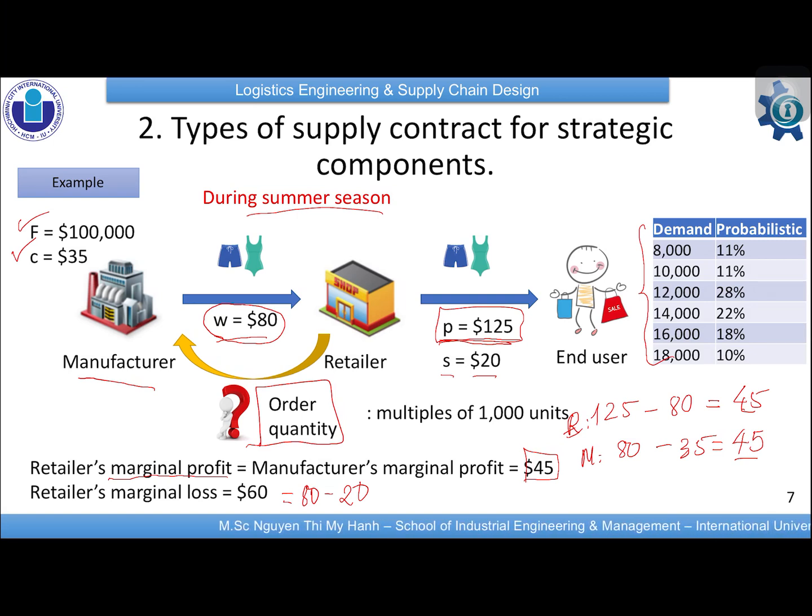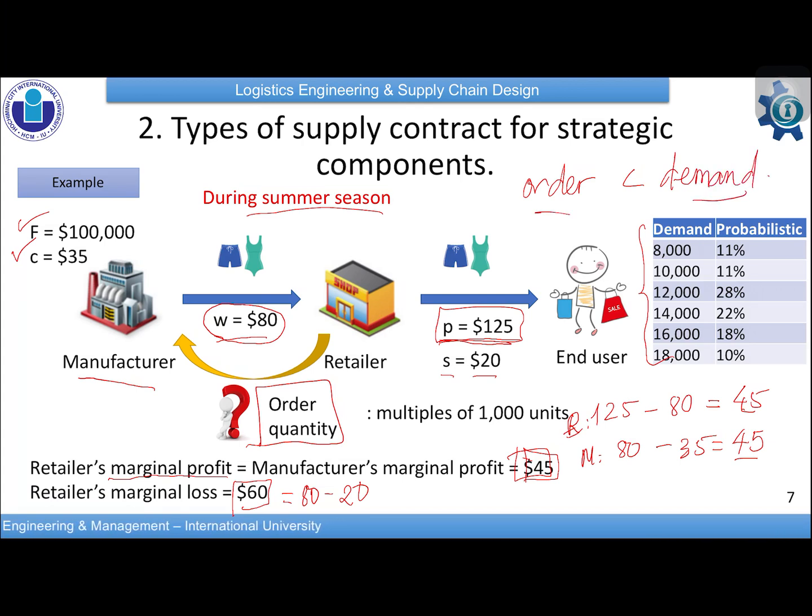So here you can see that if the retailer buys more, they will lose more because they only gain $45, but they lose $60 for one unsold product. So they tend to order less than their demand, right? Because their loss is larger than the profit, the marginal profit.